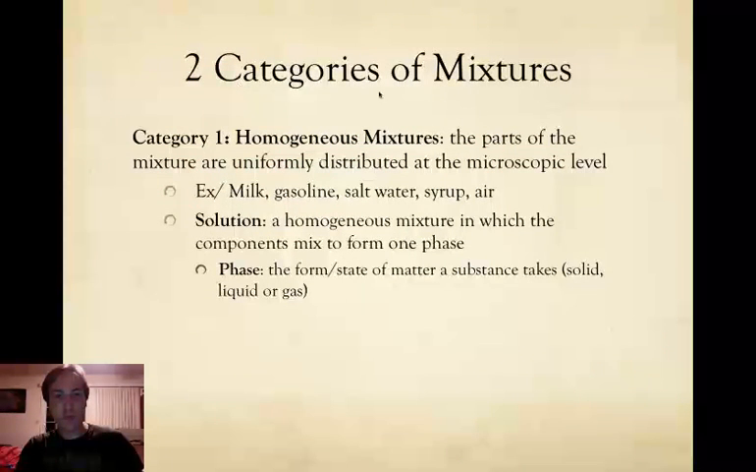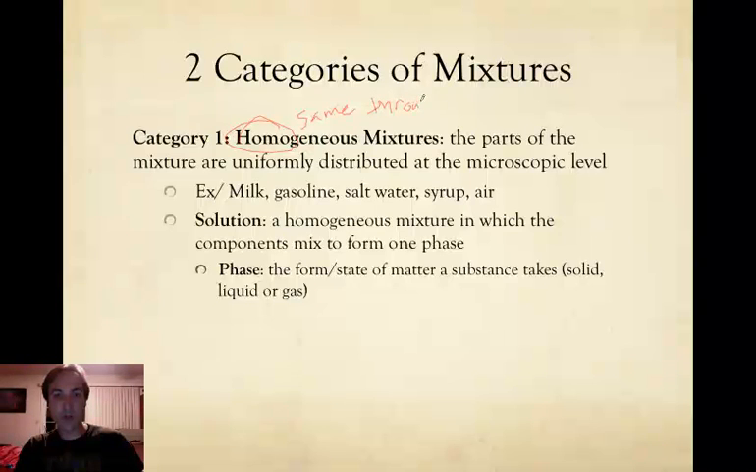Now, when we look at mixtures, there are two different categories. The first category is what we call a homogeneous mixture. The parts of the mixture are uniformly distributed at the microscopic level. Now, let's talk a little bit about this name here. The prefix homo means same. So the way I think of it is these types of mixtures are the same throughout.